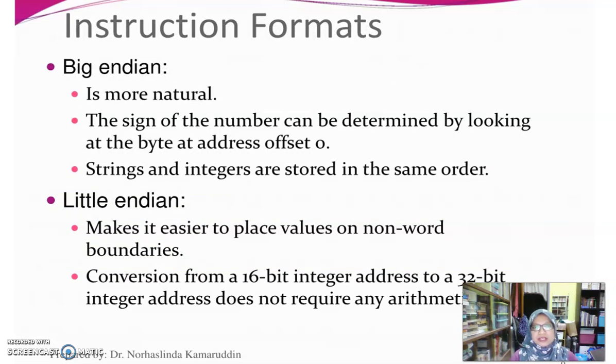Big Endian is more natural. The sign of a number can be determined by looking at the byte address offset 0, and strings and integers are stored in the same order. But Little Endian makes it easier to place values on non-word boundaries. Conversion from a 16-bit integer to a 32-bit integer does not require any arithmetic.